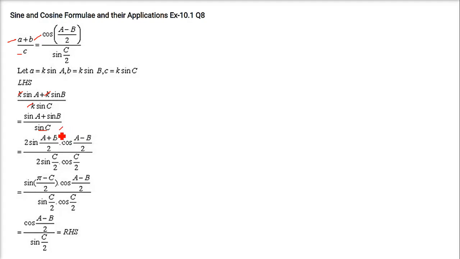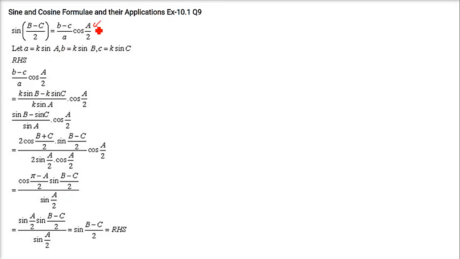Now here, see this one. A plus b can be written as pi minus c. A plus b plus c is pi, 180 degree. So a plus b can be written as pi minus c. So what do you get? Sin pi minus c by 2. So this cos a minus b by 2 remains. This sin pi minus c by 2 is sin pi by 2 minus c by 2. That is sin 90 minus theta. Sin 90 minus theta is cos theta. That is, this will be cos c by 2. So this and this get cancelled. You have cos a minus b by 2 and sin c by 2. This will remain.